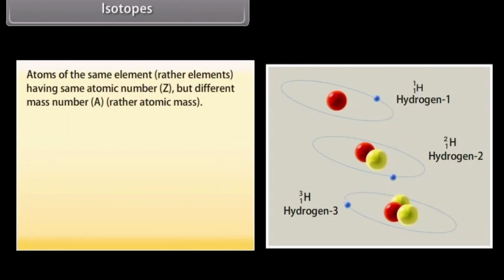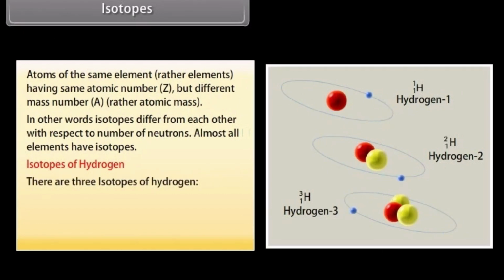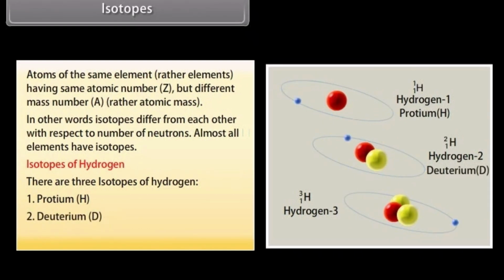Isotopes are atoms of the same element, that is, elements having the same atomic number, Z, but different mass number, A, or atomic mass. In other words, isotopes differ from each other with respect to the number of neutrons. Almost all elements have isotopes. Isotopes of hydrogen. There are 3 isotopes of hydrogen: 1. Protium. 2. Deuterium. 3. Tritium.